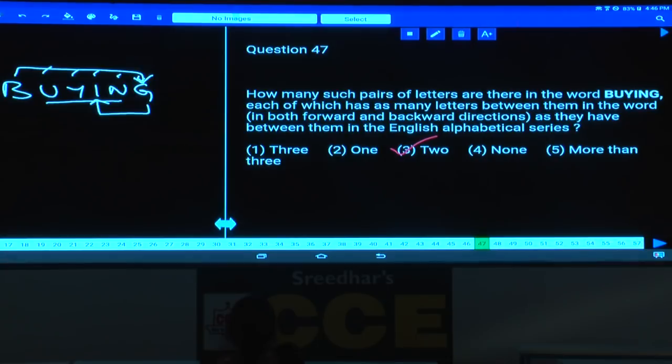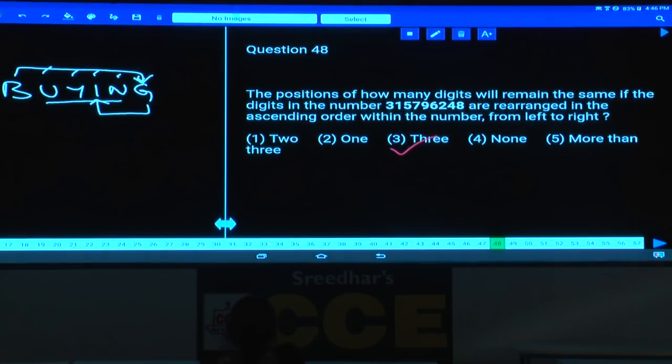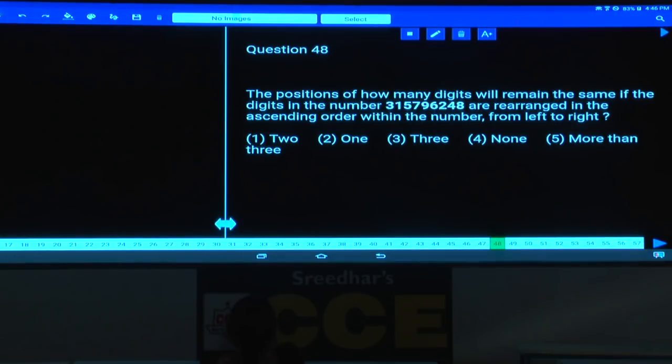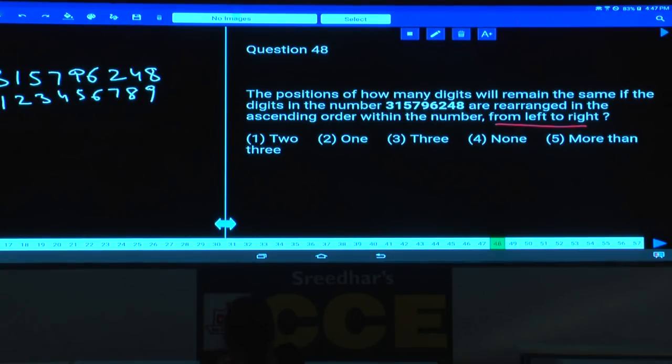Then 48, the positions of how many digits will remain the same in the number 3157, 96248, if they are rearranged in the ascending order within the number from left hand side to right hand side? Tell me what is the number here. Ascending order means 1, next one is 2, next one is 3 and 4, and afterwards 4, 5, 6, 7, 8 and 9. Now tell me how many digits remain at the same place here? Only 6 remains at the same place.